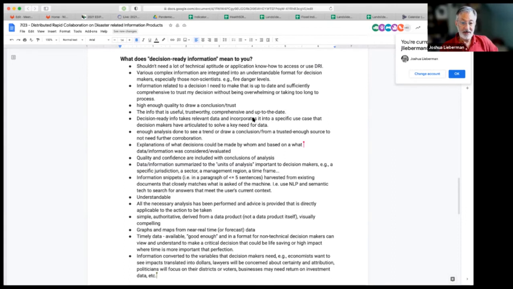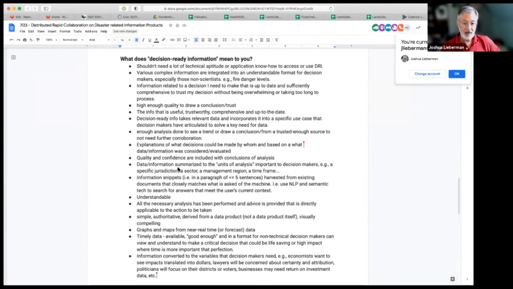Decision-ready info takes relevant data and incorporates it into a specific use case that decision makers have articulated to solve a key need for data. So this is really important: decision-ready information doesn't start with the data. It starts with the decision that people need to make and what could help them to make that. Of course, all of these are a back and forth or iteration. They're true collaborative processes. Enough analysis done to see a trend or draw a conclusion from a trusted enough source. Explanations of what decisions could be made. So an indicator might actually be keyed by the decisions to make for particular values or states.